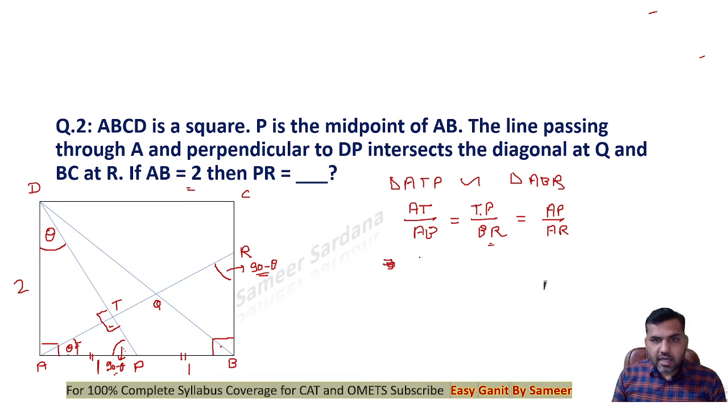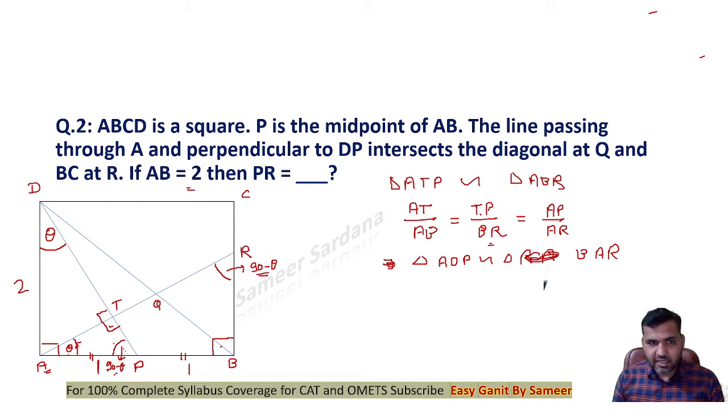Can I also say that triangle ADP is similar to triangle RBA, where A is the point where the angle is 90 degrees. It is similar to triangle BAR. You can see that both of these two triangles are similar because all three angles are equal.